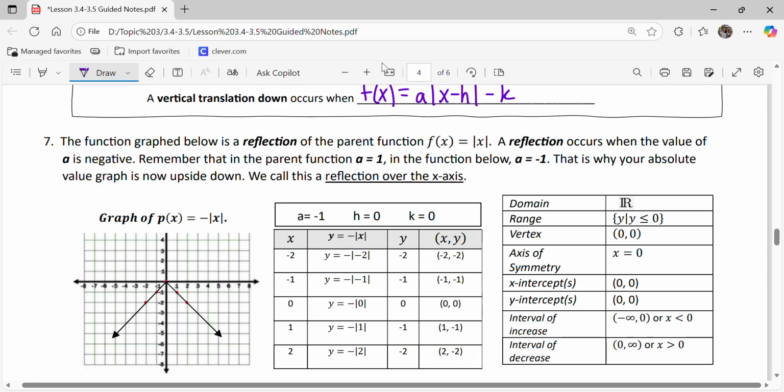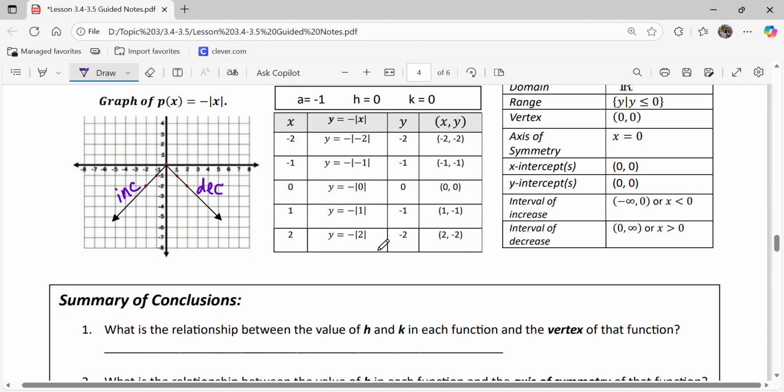But now the increasing and decreasing are different. It is now increasing on the left and decreasing on the right. -2, -1, 0. These numbers are going up before 0, so when x is less than 0. Then it's decreasing, 0, -1, -2, after 0. So when x is greater than 0, it's decreasing.